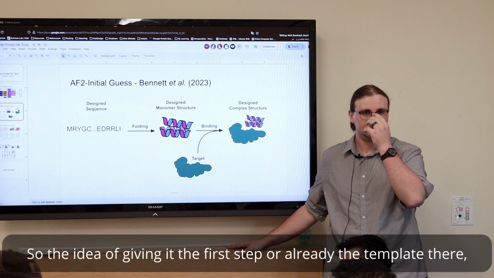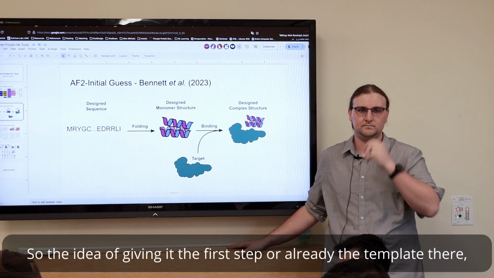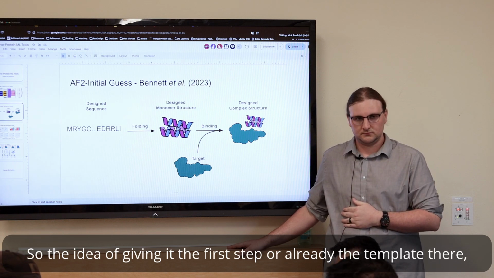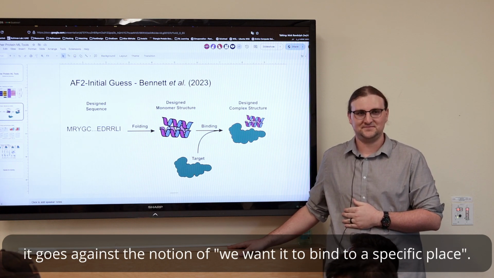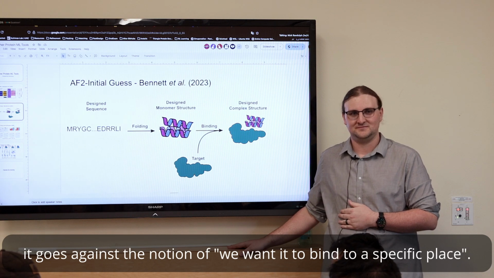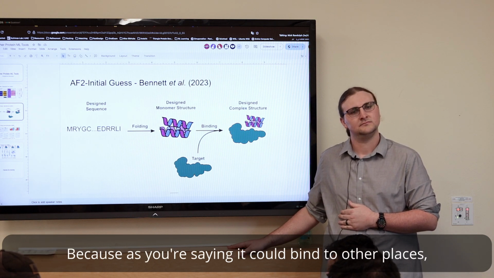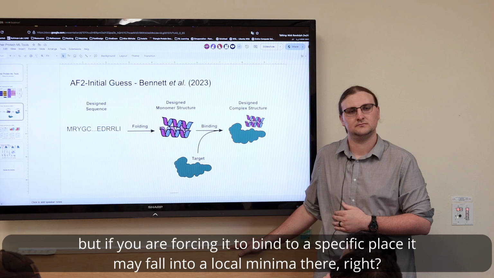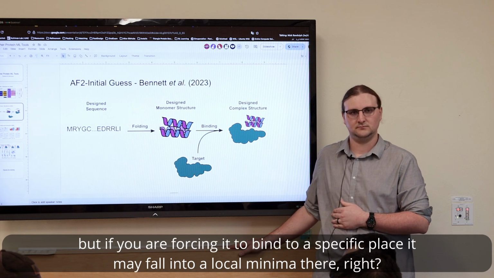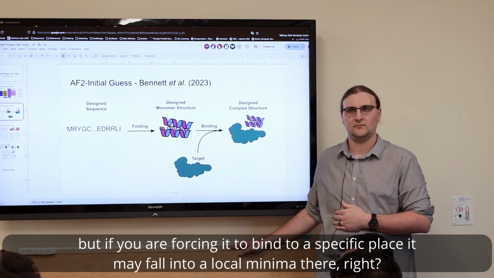So the idea of giving it the first step or already the template there goes against the notion of we want it to bind to a specific place, because as you're saying, it could bind to other places, but if you're forcing it to bind to a specific place, it may fall into a local minima there, right?